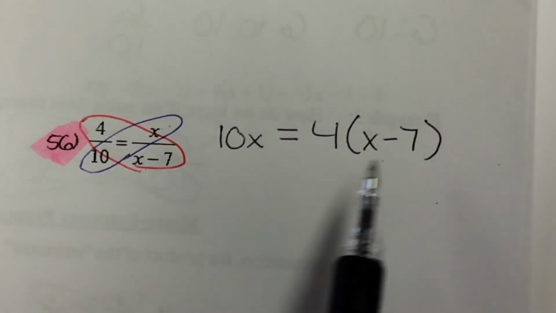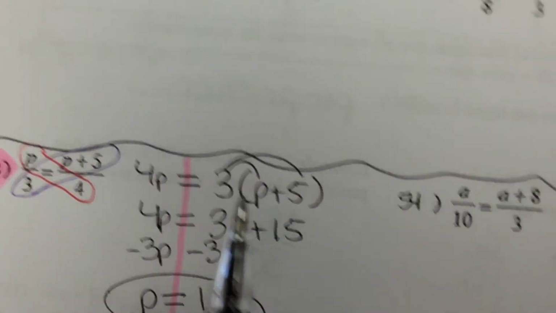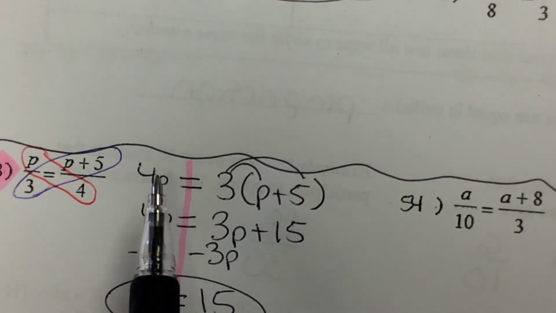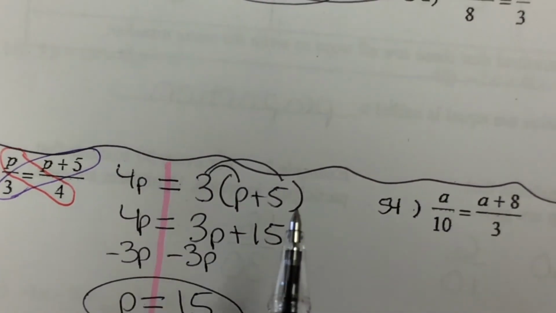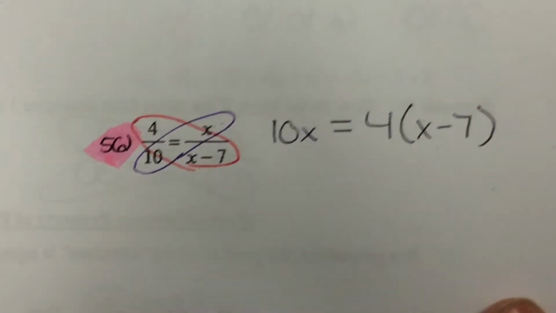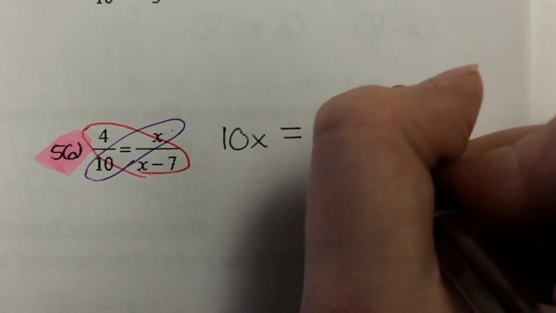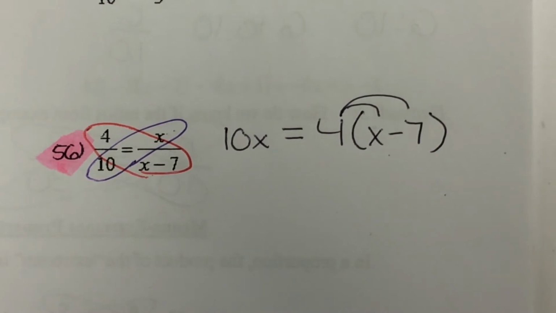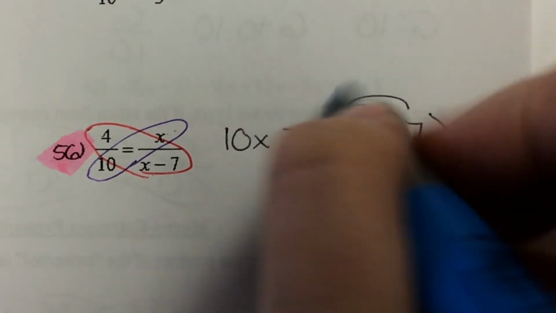This equation looks exactly like this equation did. I have some coefficient with a variable on the left side, and on the right side I've got some distribution. So over here we're going to solve the same way. Distribute 4x times negative 7 on the left. Let's go ahead and draw a line down our equal sign.